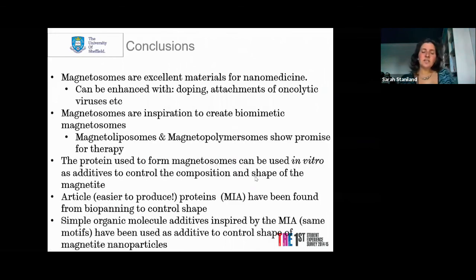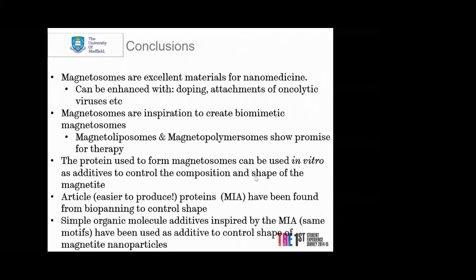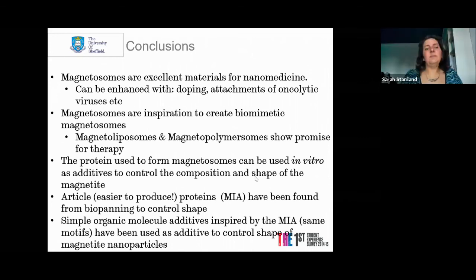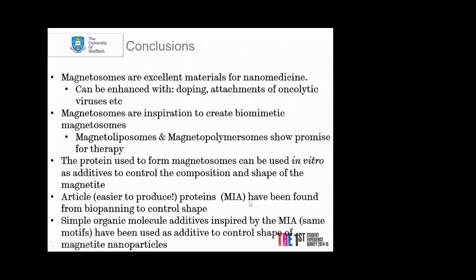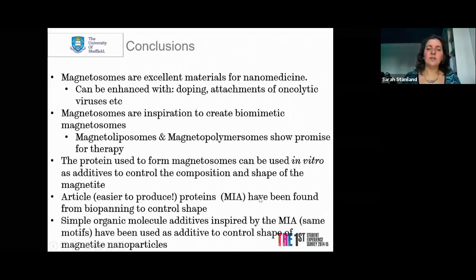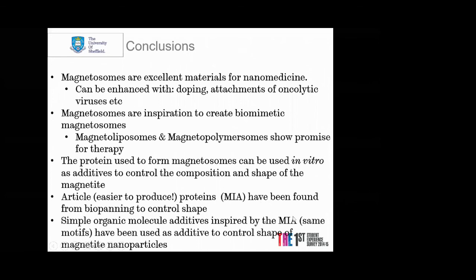So there are my conclusions. It's very wordy, you can read it at your leisure. But basically, just to remind you that the magnetosomes are excellent material for nanomedicine, and they can be enhanced. The magnetosomes can be inspiration to create biomimetic magnetosomes, both magnetoliposomes and magnetopolymersomes. The proteins can be used to form particles in vitro, and as well artificial proteins have been found from biopanning to control shape, and we can substitute those for bio-inspired particles.